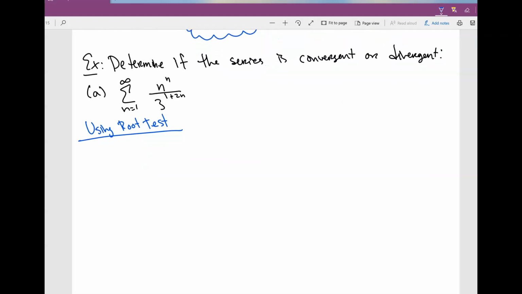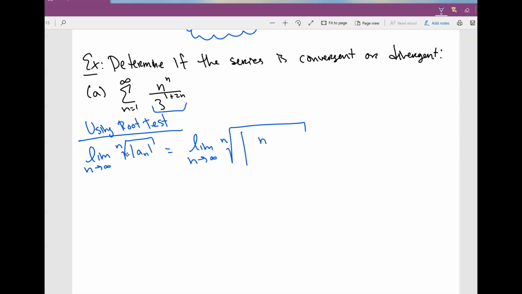What I need to figure out is the limit as n goes to infinity of the nth root of the absolute value of a sub n, which is going to be this guy: n to the power of n divided by 3 times (1 plus 2n) to the n, in absolute value. Now I can rewrite the nth root the following way: the limit as n goes to infinity of the absolute value of n to the n over 3 times (1 plus 2n) to the n, all to the power of 1 over n.